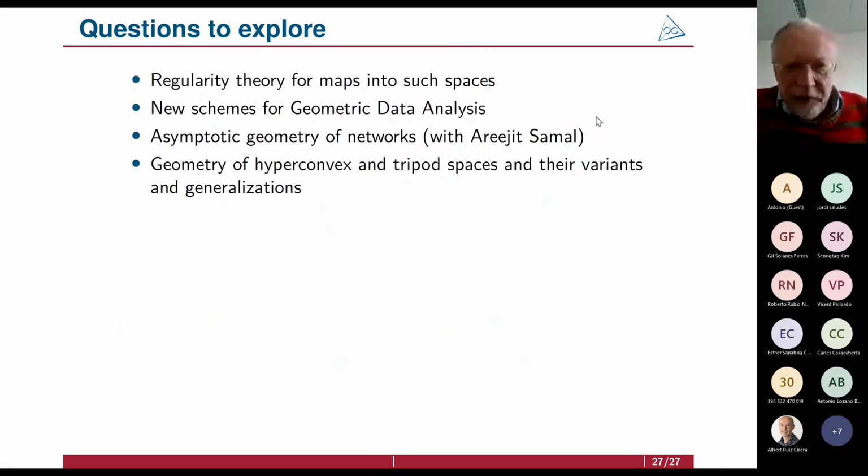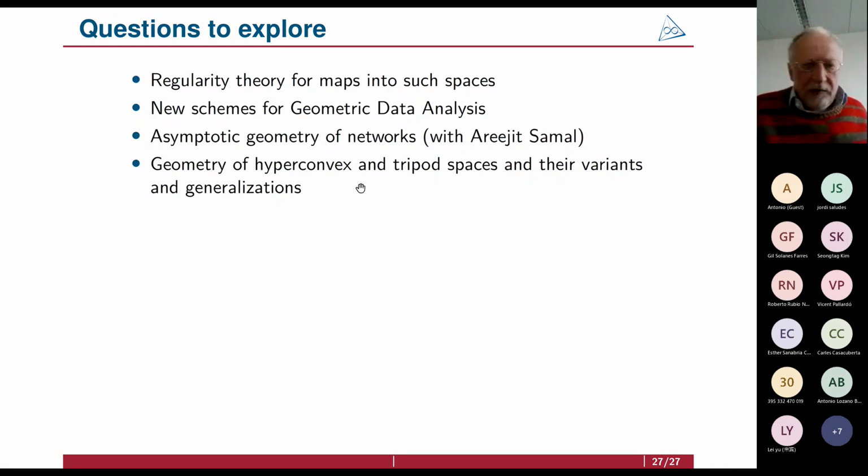So now one can explore some questions. From the perspective of analysis, one can look at the regularity for maps into such spaces. That is close to my earlier work because I've been looking at the regularity of generalized harmonic maps into spaces of non-positive curvature in the sense of Alexandrov. Perhaps for you, more interestingly, that should give new schemes for geometric data analysis. We are using that also to explore the asymptotic geometry of networks together with Arijit Samal, the head of our partner group in Chennai in India.